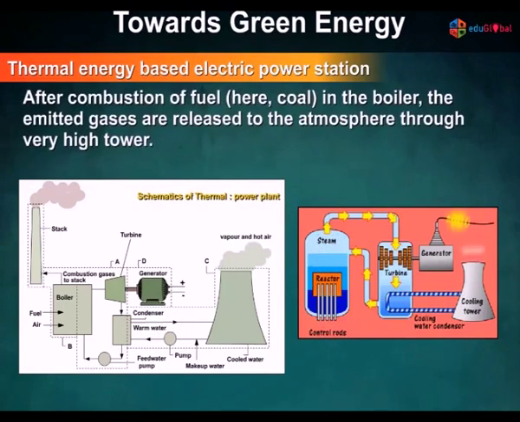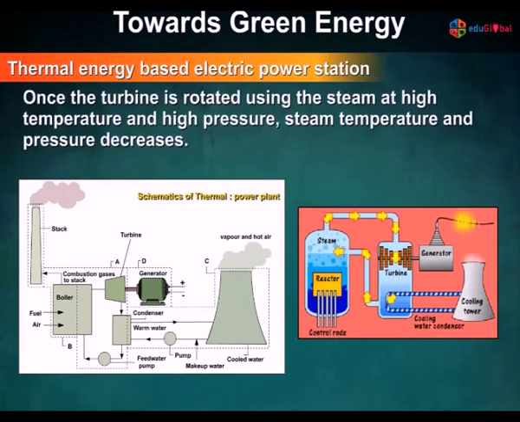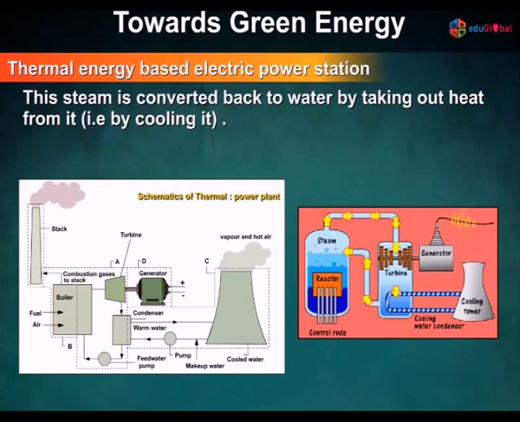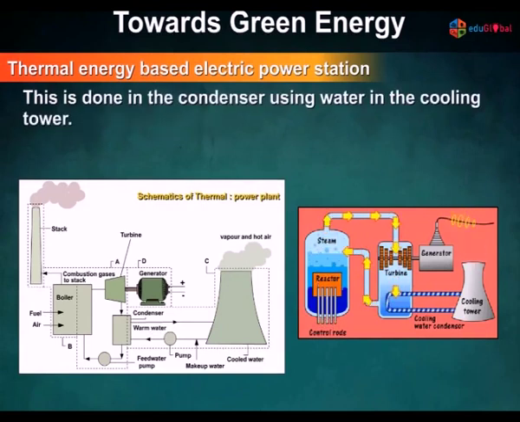After combustion of fuel, here coal, in the boiler, the emitted gases are released to the atmosphere through a very high tower. Once the turbine is rotated using the steam at high temperature and high pressure, the steam temperature and pressure decrease. This steam is converted back to water by taking out heat from it, that is, by cooling it. This is done in the condenser using water in the cooling tower.